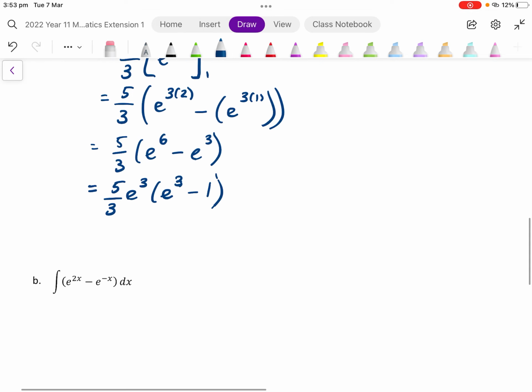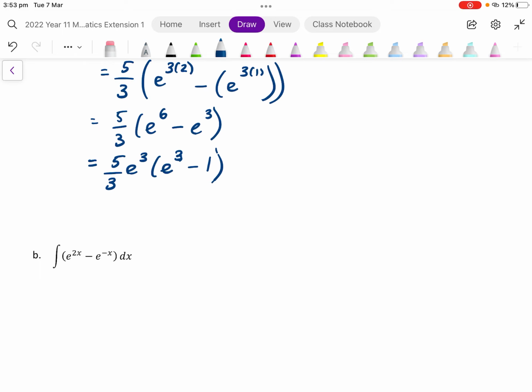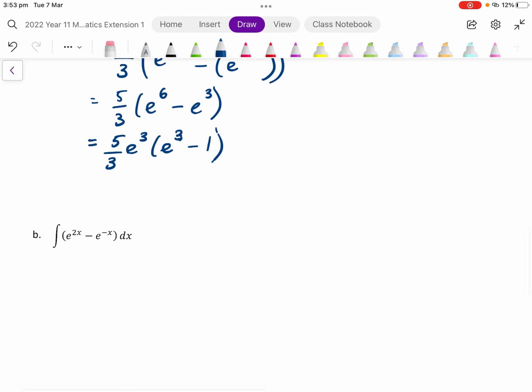And lucky last, we have the integral of e to the 2x minus e to the negative x dx. So when we integrate, we're integrating each thing separately. So the integral of e to the 2x is equal to 1 over 2 e to the 2x minus our integral of e to the negative x is 1 over negative 1 e to the negative x, and we need to plus our c because it is indefinite.